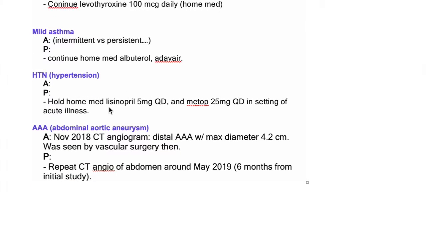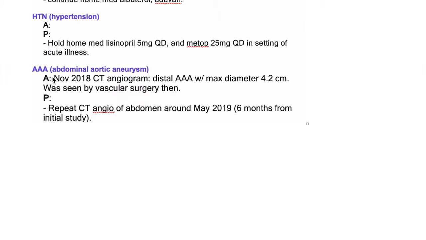Hypertension, we're holding her home medications in setting of sepsis, and she also had a AAA, and she had a CT angio done on this date that shows this, repeat CT angio around this time. And again, one could argue that this does not have to be here because I'm absolutely doing nothing about it.